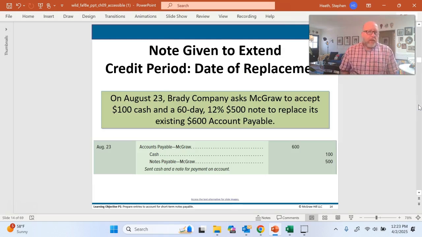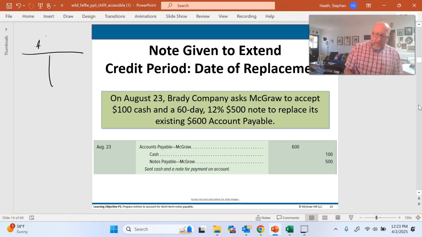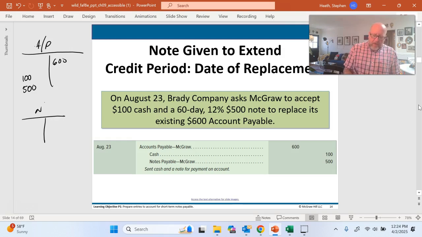Okay, so in this particular example, on August 23rd, Brady Company asks McGraw to accept a $100 cash and a 60-day 12% $500 note to replace its existing $600 in accounts payable. So what we're saying is we have this accounts payable balance of 600, and we want to say, hey, listen, we'll pay you $100 in cash, and then we're also going to create another note payable, and that way we'll pay interest on at least the amount that we haven't paid yet.